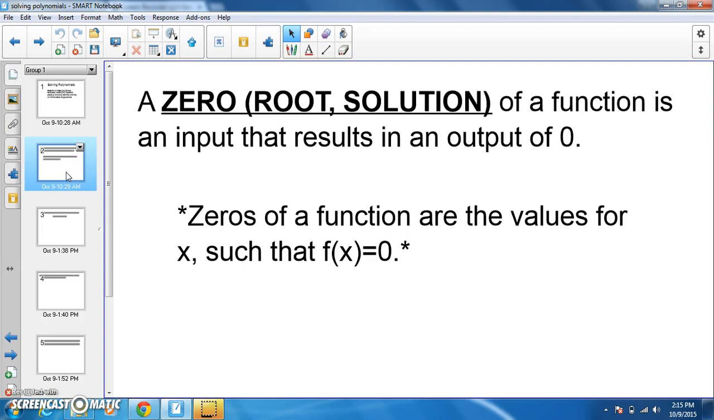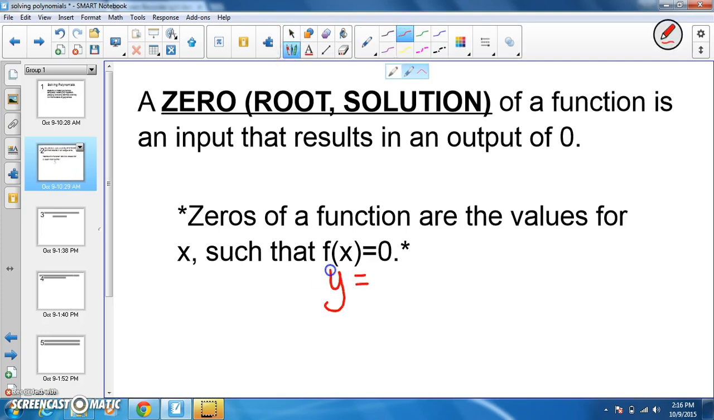A zero, which is also called a root or a solution, of a function is an input value that results in an output value of zero. So what does that mean? A zero of a function are the values for x that make y equal to 0. Here we have f of x equals 0. That's the same thing as y equals 0. F of x means a function of x.